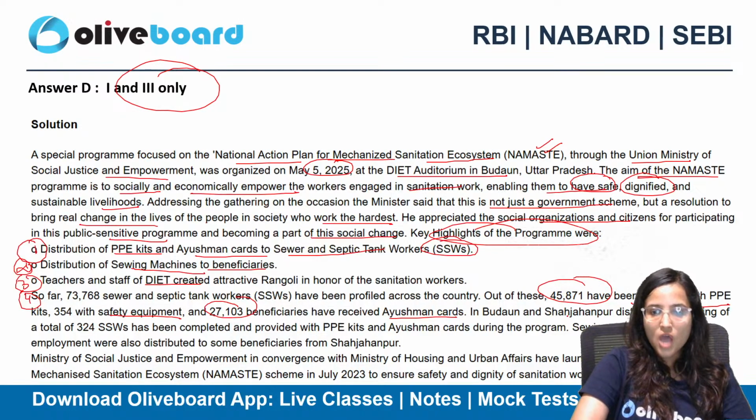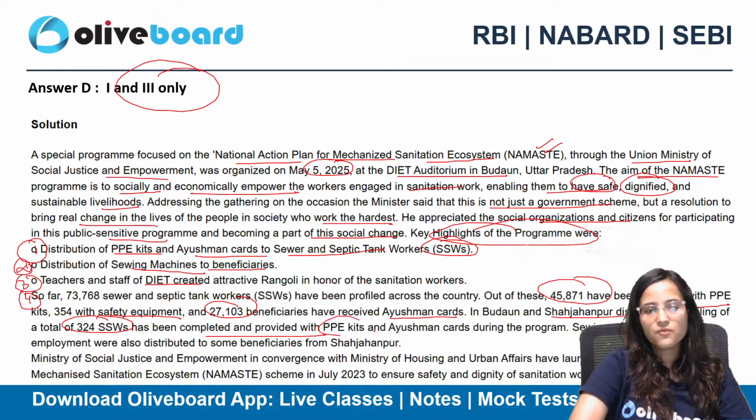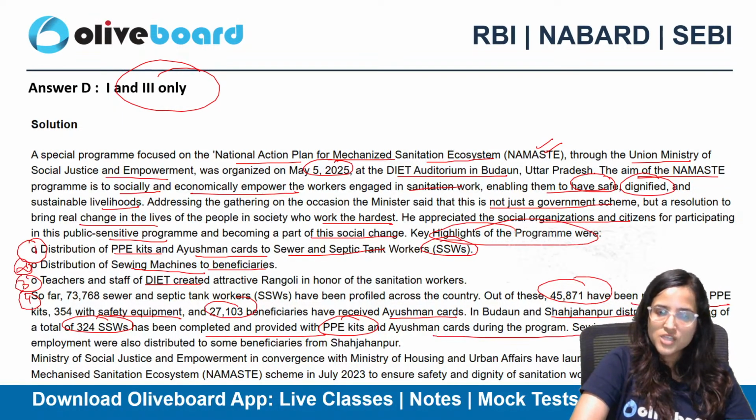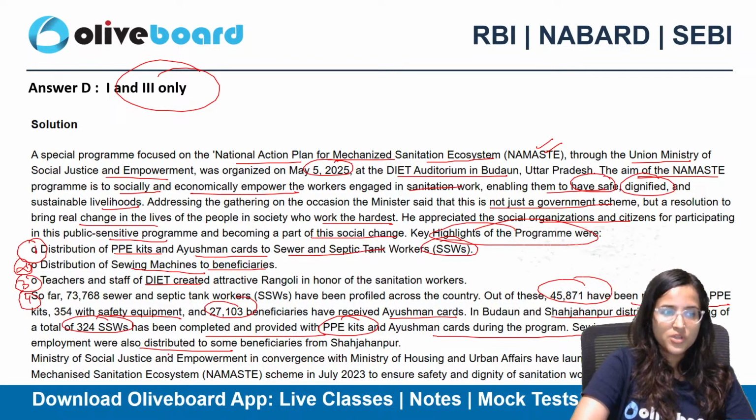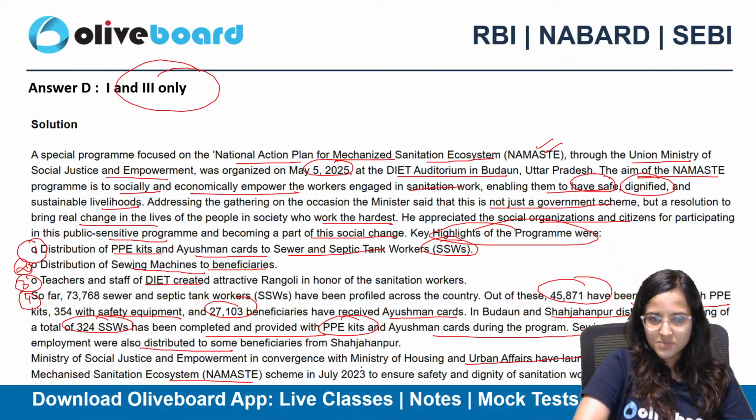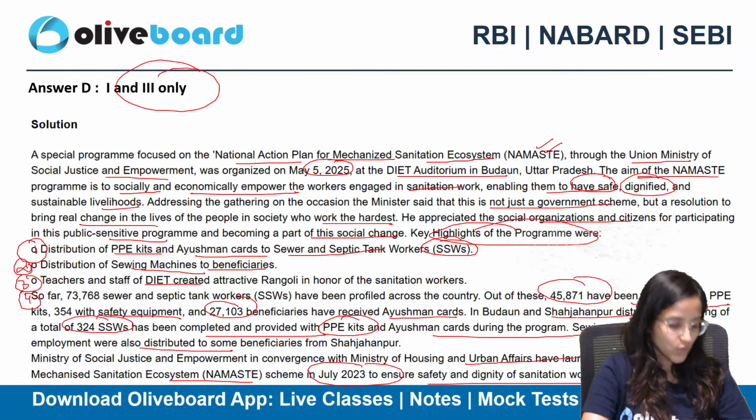In Budaun and Shah Jahanpur districts, the profiling of a total of 324 SSWs has been completed and provided with PPE kits and Ayushman cards during this program. Sewing machines for self-employment were also distributed to some beneficiaries from Shah Jahanpur. Ministry of Social Justice and Empowerment, in convergence with Ministry of Housing and Urban Affairs, launched the National Action for Mechanized Sanitation Ecosystem Scheme in July 23 to ensure safety and dignity of sanitation workers.